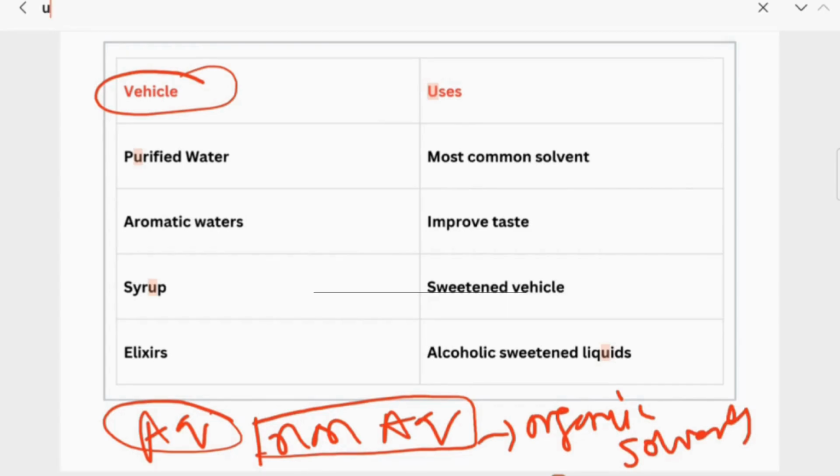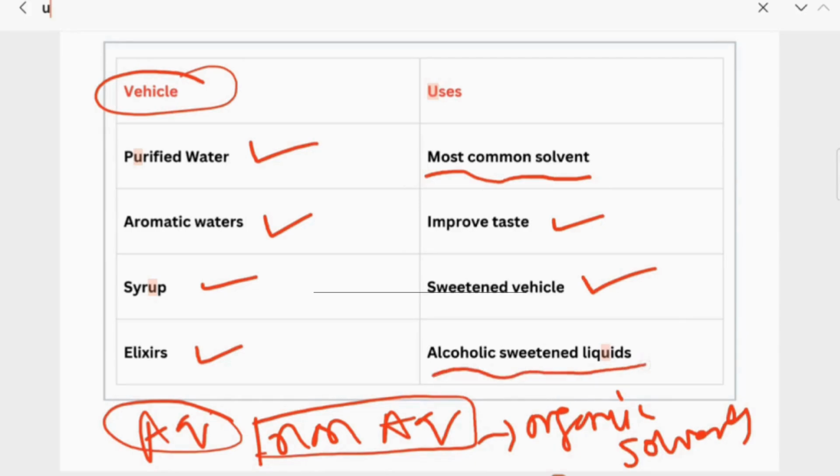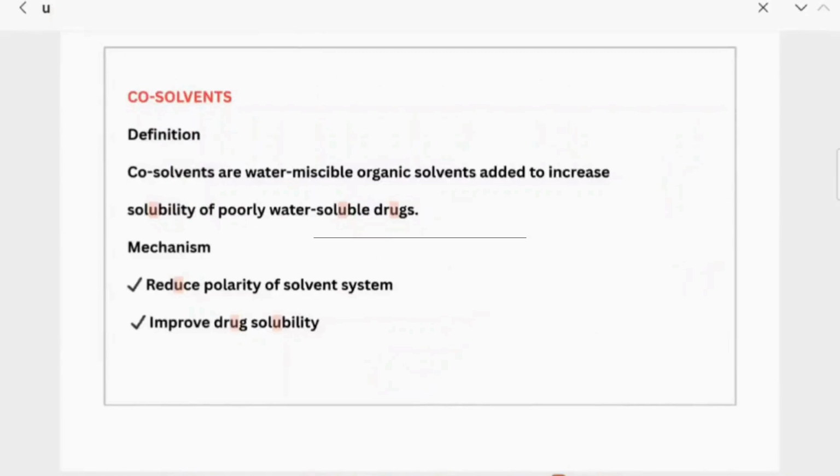Examples for these vehicles: we use purified water, which is the most common solvent, and we use aromatic waters, which are used to improve the taste. Sometimes we use syrups to impart a sweetening taste to the formulation, and sometimes we use elixirs, alcoholic sweetened liquids.